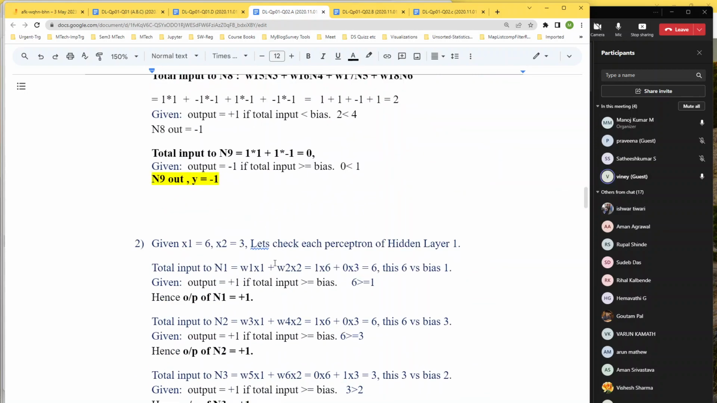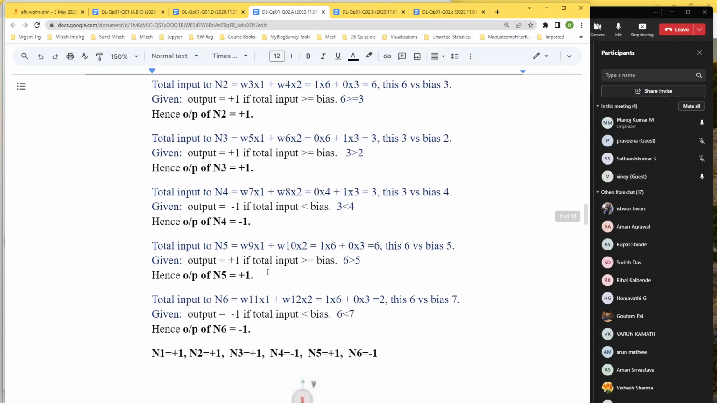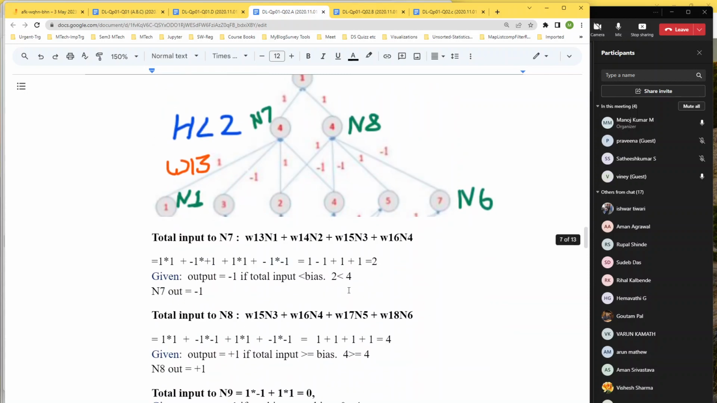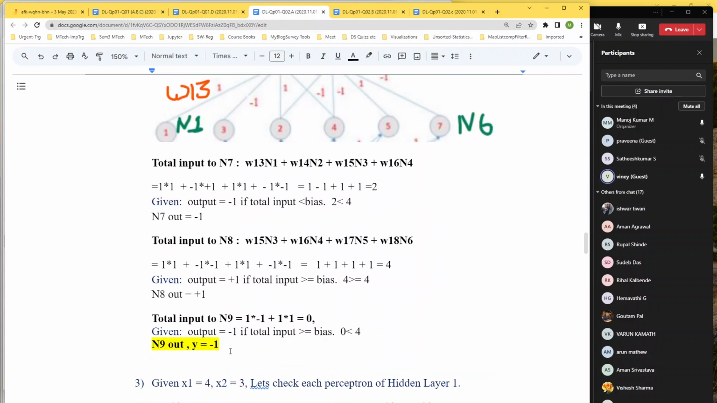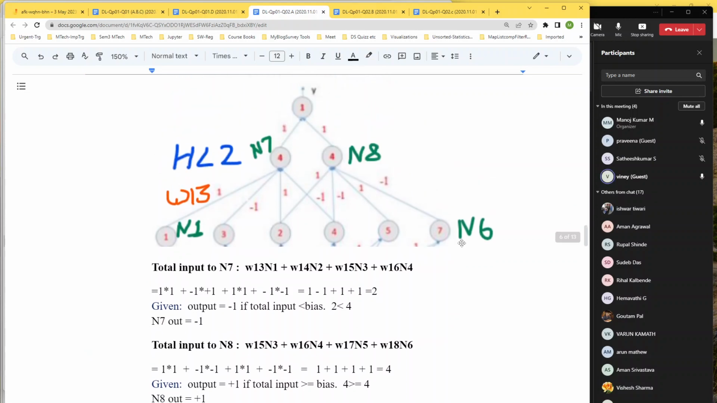Similarly, you have to do this for 6 comma 3, right? So we got this answer. Again, I got it as -1. You want to do this? If you've done this, it's fine.